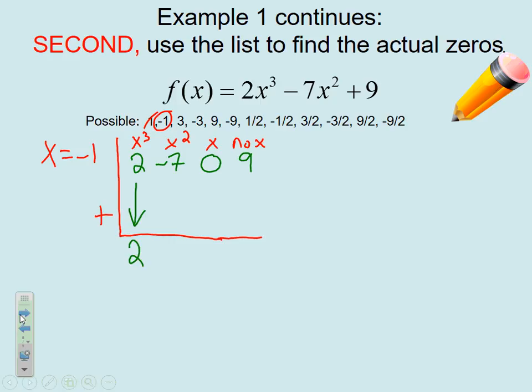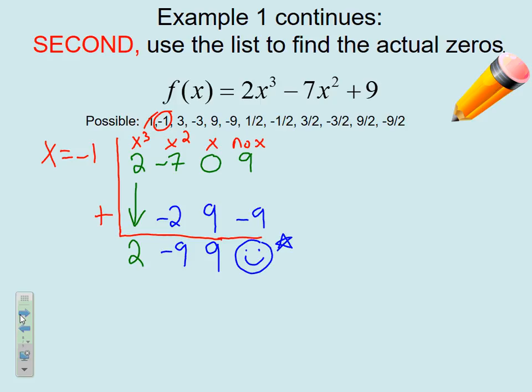Once I get here, I'm going to take negative 1 times 2, and I get negative 2. Then I'm going to get negative 9. Negative 9 times negative 1 is a positive 9. Add these together, I get 9. 9 times negative 1 is negative 9, and I get 0. I have to get 0 here, okay? That's what I want, because I have to rewrite this.